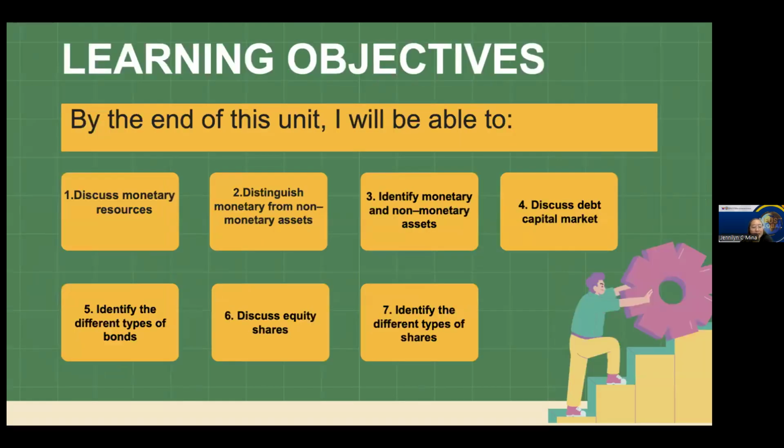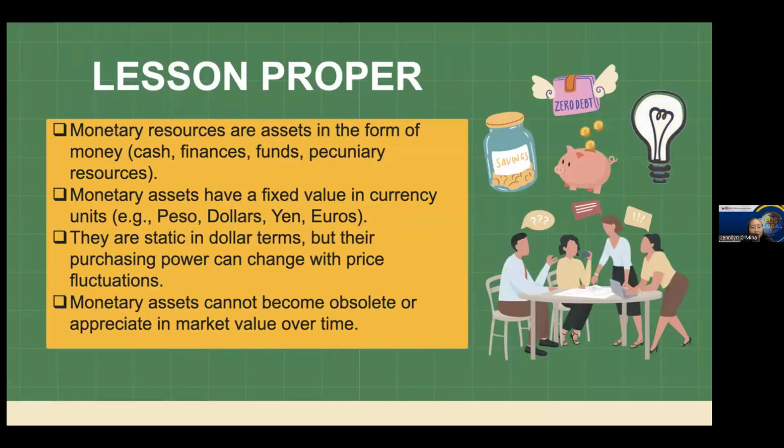Okay, at the end of the unit, I will be able to discuss monetary resources. You have to put that in your mind. This is the goal. Distinguish monetary from non-monetary assets. Identify monetary and non-monetary assets. You can already discuss the debt capital market. You can already identify different types of bonds and be able to discuss equity shares and identify the different types of shares. So let us proceed to the lesson proper.